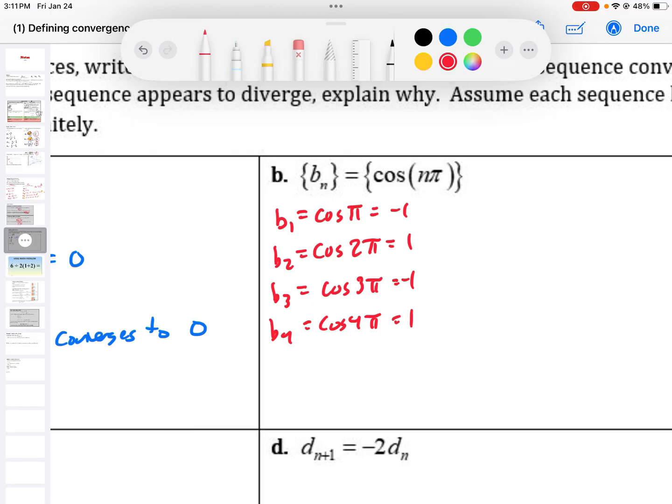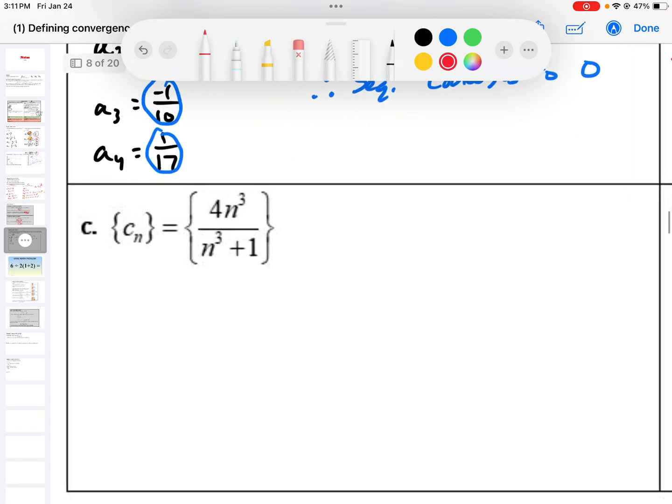So this one looks like it's alternating negative, positive, negative, positive, but it goes from 1 to negative 1. They're not both approaching the same number while they're alternating. So this one I'm going to say diverges, since the limit as n goes to infinity of cosine n pi does not exist. The limit does not exist. It does not approach the same number. As I plug in more numbers, it just alternates. All right, just talking about sequences.